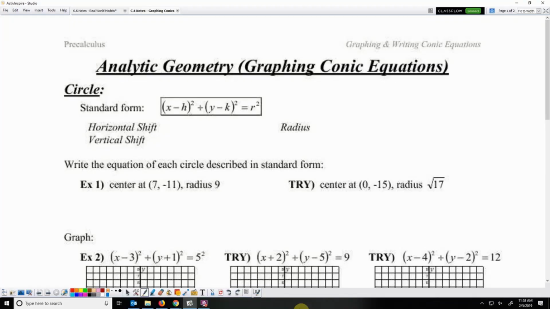We're going to graph some conic sections. We're also going to write equations of conic sections, and we're going to start with a circle.